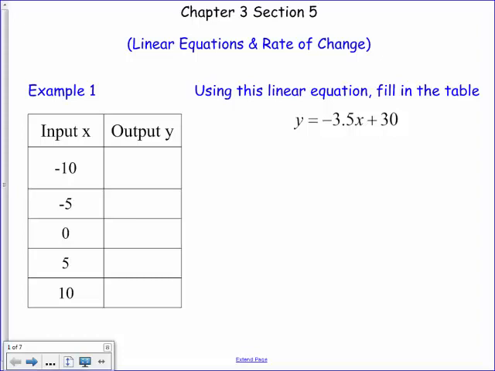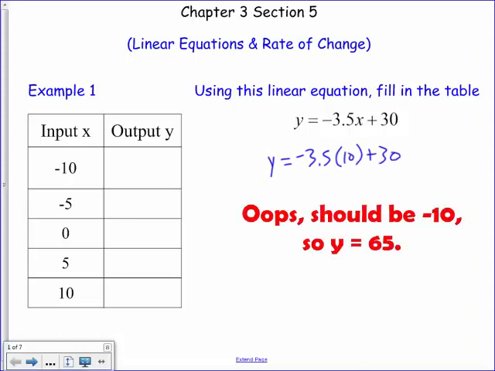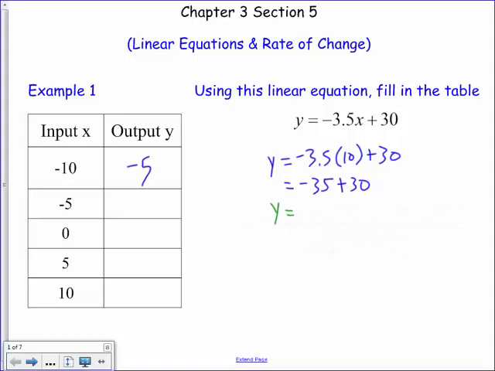So if I plug in negative 10 for x, that'd be y equals negative 3.5 times 10 plus 30. So I'd get negative 35 plus 30, which gives me negative 5. Then I'll do the same thing with negative 5. So y equals negative 3.5, plug that in for x here, plus 30. And I end up getting a positive 17.5 plus 30, which gives me, whoops, already made a mistake. I should have done a negative 10. So this should have been a positive 35 plus 30, so that should have been a positive 65 right off the bat. Geez, check your work, huh, Mr. Etzel?